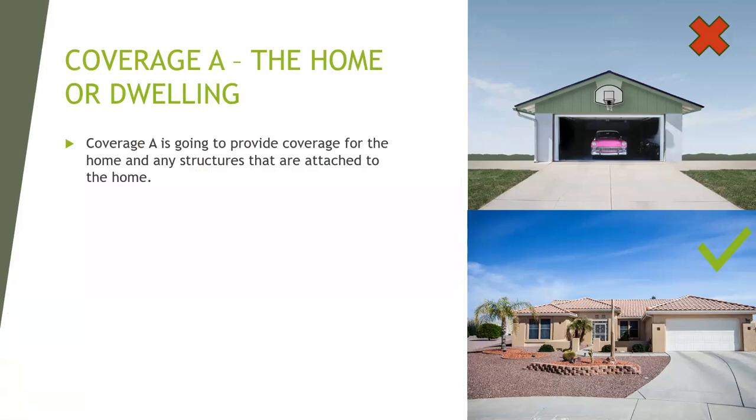Now, coverage A is going to provide coverage for the home and any structures that are attached to the home. For instance, under coverage A, damage to your home and the garage would be covered only if the garage is attached to the structure. However, if the garage is not attached and it is an unattached garage, it is not considered attached to the home and it would not be covered under coverage A of your homeowner's policy.